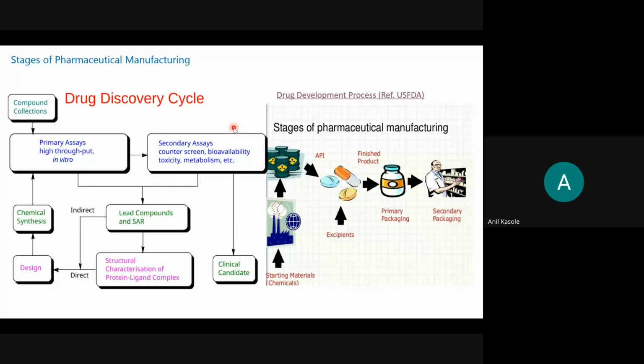So FDA is an institute. Every country has its own norms, slightly different from other countries, right? That's why the FDA is very important. Every pharmaceutical industry is driven by the FDA. So you can see from the left hand side, compound collection.